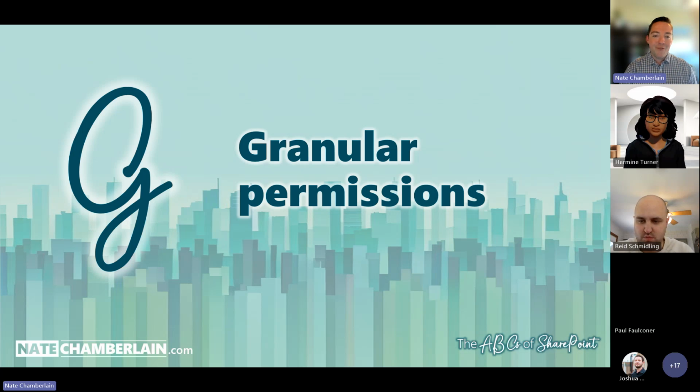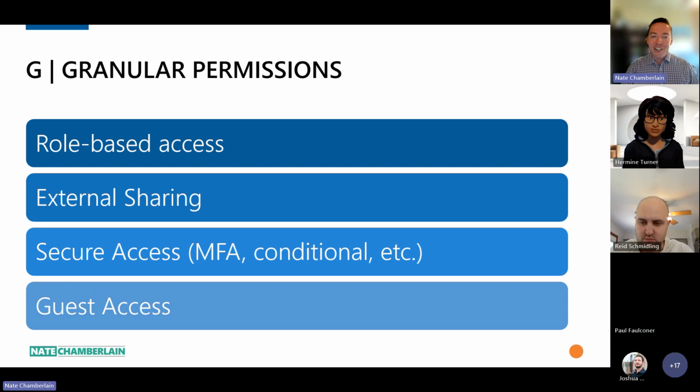All right, G is for granular permissions. So again, kind of stretching here because I could have used P for permissions, right? But there's something else for P. So G, granular permissions. With SharePoint, we get role-based access. You get access to what you need when you need it, and this is all determined by human beings, which is where it can get a little hairy sometimes.